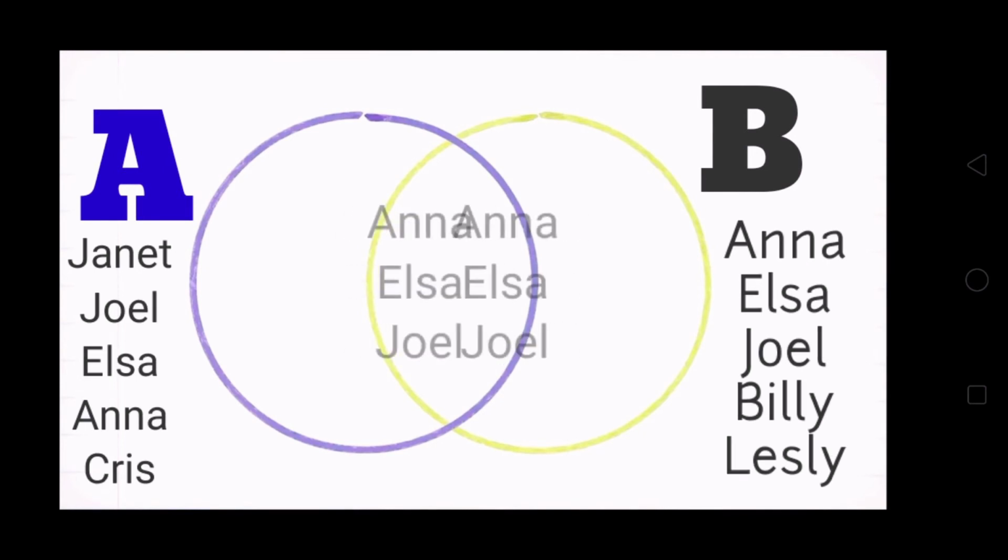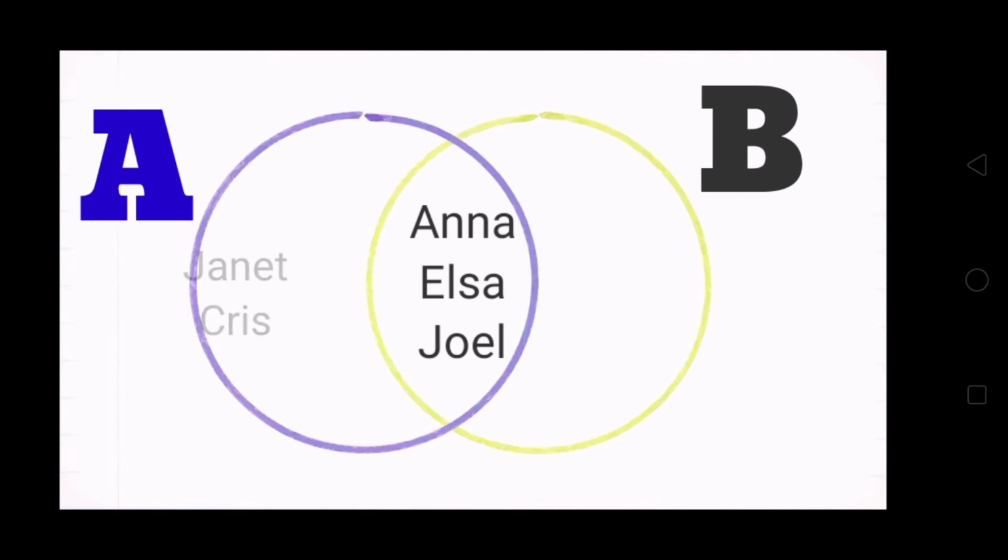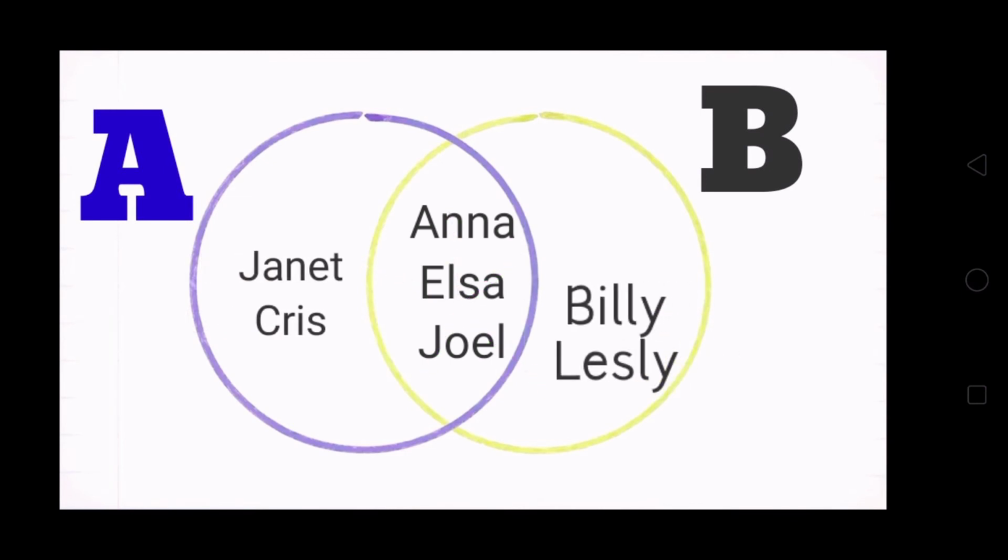To illustrate, Anna, Elsa, and Joel are students who like both dancing and singing, while Janet and Chris only like singing, and Billy and Leslie only like dancing.